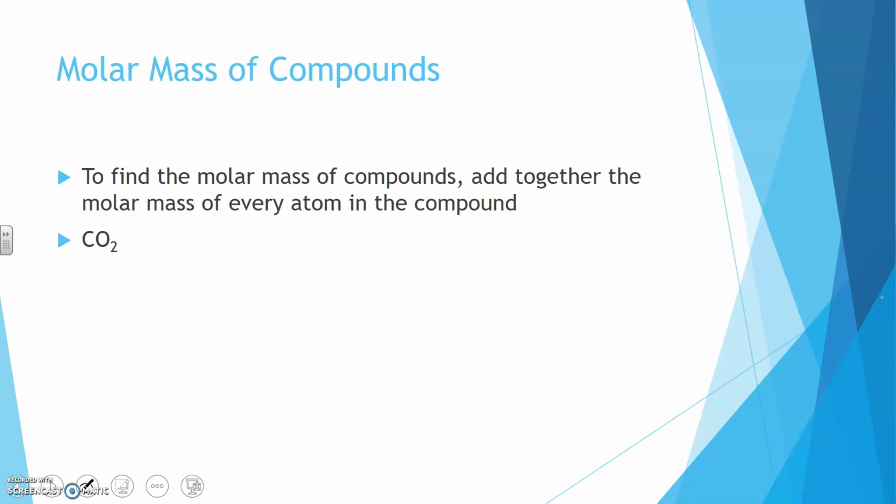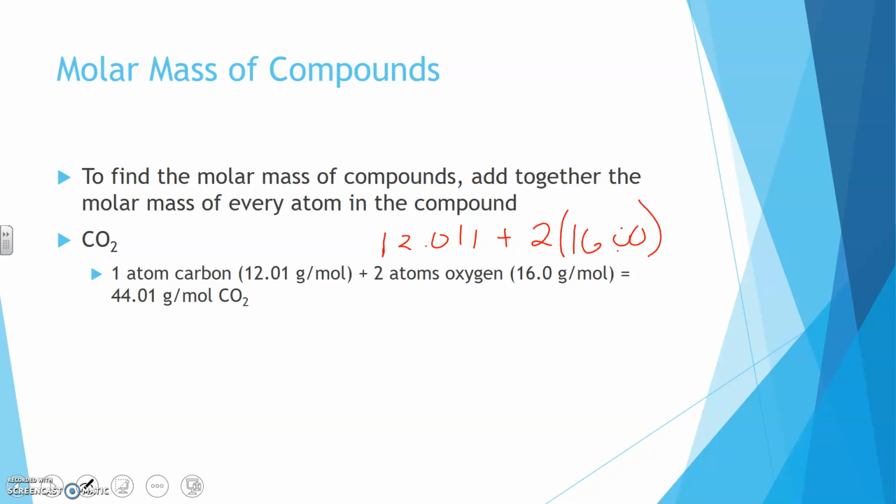So if you look at your periodic table, carbon is 12.011. And then you're going to add in the oxygens. Each oxygen is going to have the same mass, so you can just take your subscript and multiply the molar mass by that number. The molar mass of oxygen is roughly 16. So we have 12.011 plus 2 times 16, and that gets you 44.01 grams per mole, which is the molar mass of carbon dioxide.